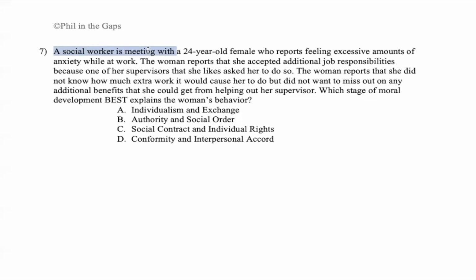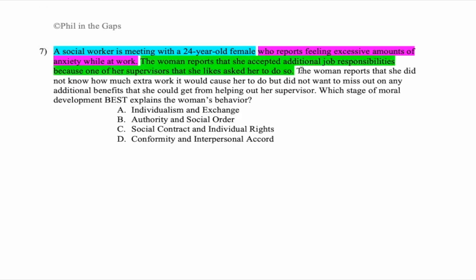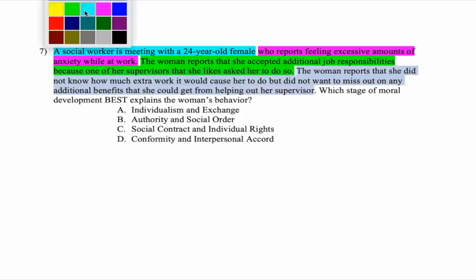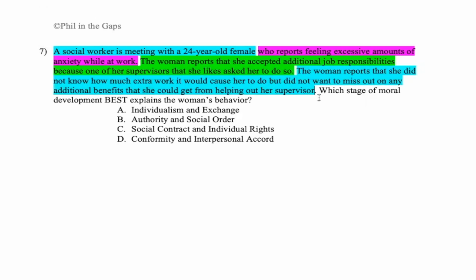We're a social worker meeting with a 24-year-old female. So that is who we are and who our client is, who reports feeling excessive amounts of anxiety while at work. So that's what brought her in to see us. The woman reports that she accepted additional job responsibilities because one of her supervisors that she likes asked her to do so. The woman reports that she did not know how much extra work it would cause her to do, but did not want to miss out on any additional benefits that she could get from helping out her supervisor. Which stage of moral development best explains the woman's behavior?